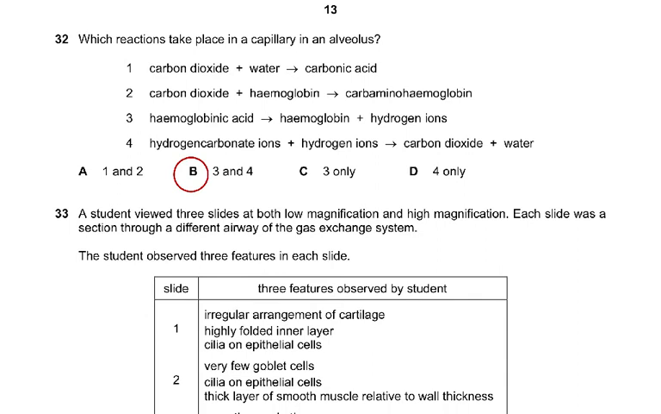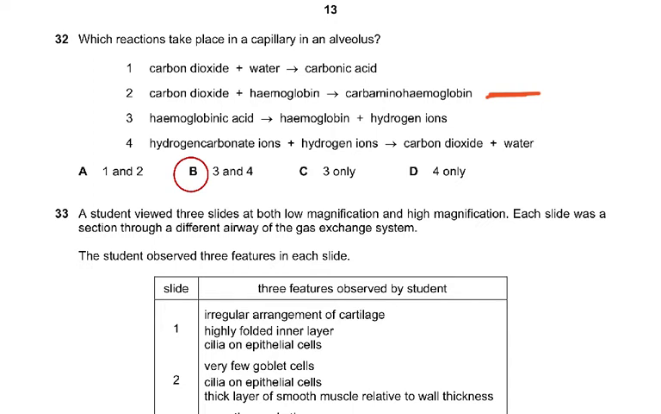Which reactions take place in a capillary in an alveolus? Carbon dioxide plus water gives carbonic acid; carbon dioxide plus hemoglobin gives carbaminohemoglobin. That's correct. Carboxyhemoglobin and carbaminohemoglobin, please remember the difference between the two. Hemoglobinic acid gives hemoglobin plus hydrogen ions; hydrogen carbonate ions plus hydrogen ions give carbon dioxide plus water. So which reaction takes place in a capillary in the alveolus? So that would be 3 and 4. Please remember there has been an earlier question which was slightly different, and it was slightly a different answer. So it's 3 and 4.